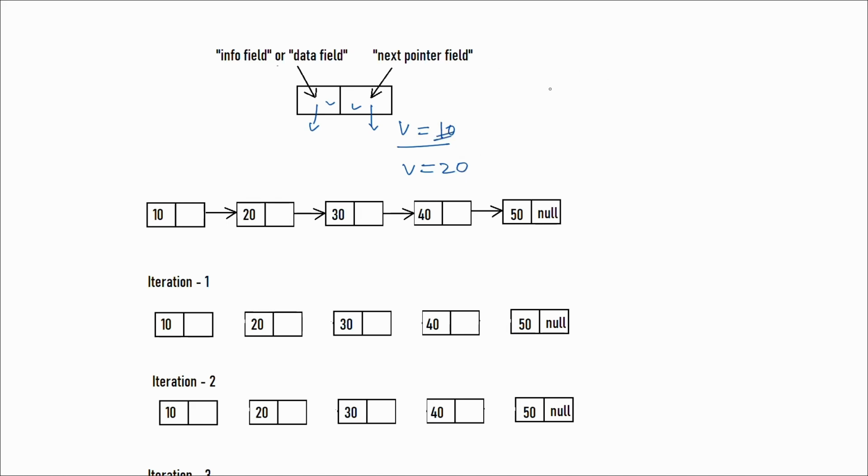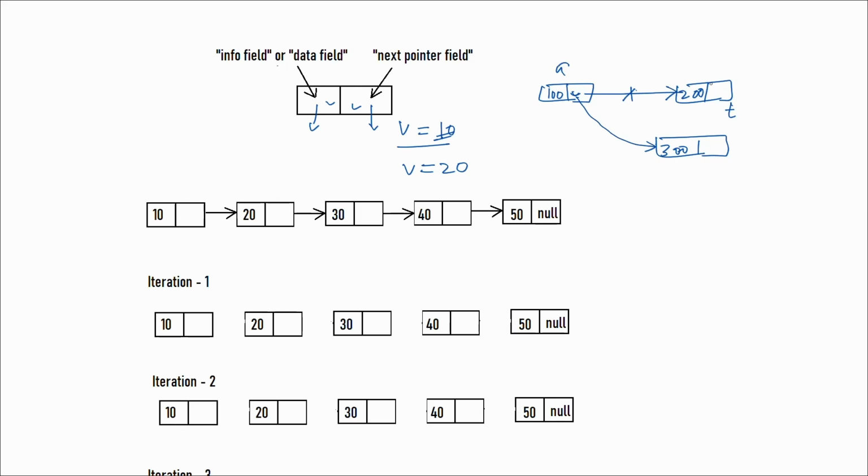So what is going to happen? Let's say we have a node which has the value 100, and it is pointing to a node which has the value 200. If we have another node which has the value 300, and if this node is going to point to this, then this is going to be lost. We will not be able to track this node. So before updating the next pointer field of this node, we need to store the address of this node somewhere. Let's say this is a temp.